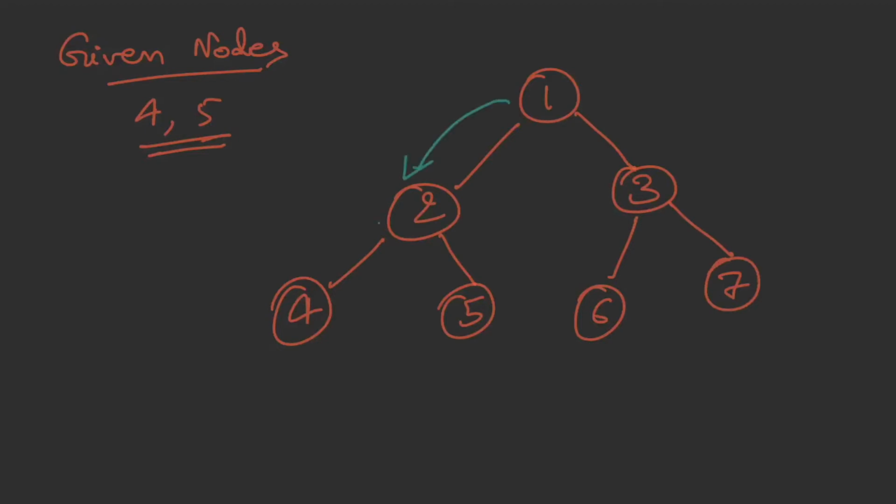1 doesn't match any of the given nodes, so we'll go and traverse the left child node, which is 2. Again, 2 is not one of the given nodes, so we'll go and traverse the left child, which is 4. Now 4 is one of the given nodes for which we have to find the lowest common ancestor, so we will return 4. We are back at node 2 after traversing the left child, and now we'll traverse the right child. 5 is also one of the given nodes, so we'll return 5.